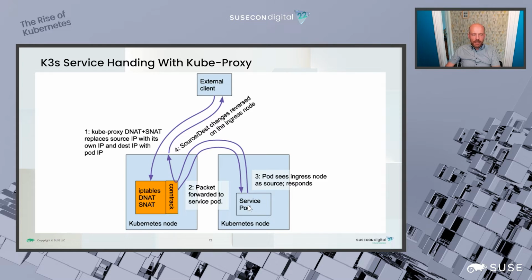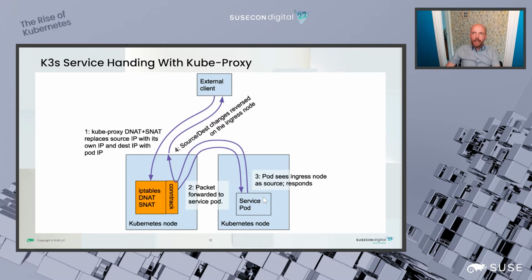Step 3, the pod sees the ingress node as the source. Note that the service pod never gets to see the real IP of the external client. It just sees the request coming from the kubeproxy on the other node. Now that can be a big problem depending on your scenario.